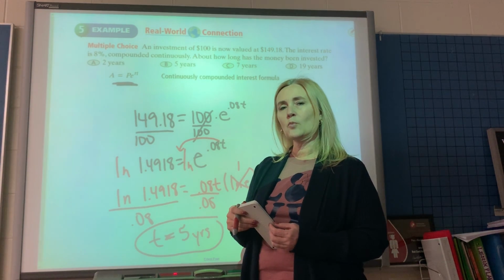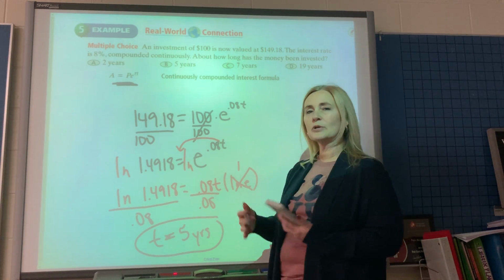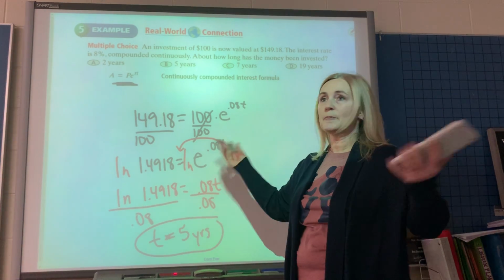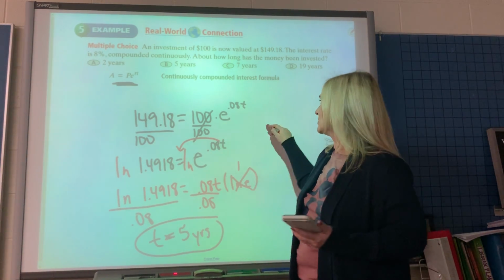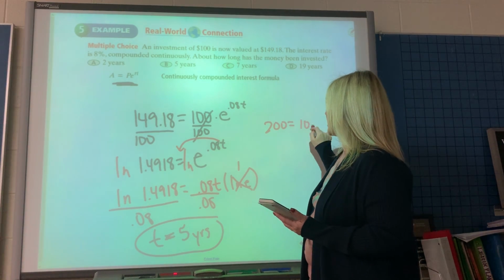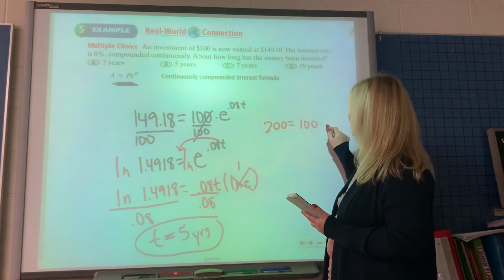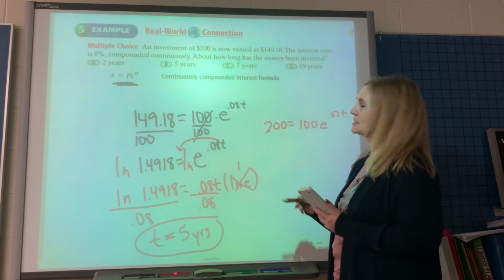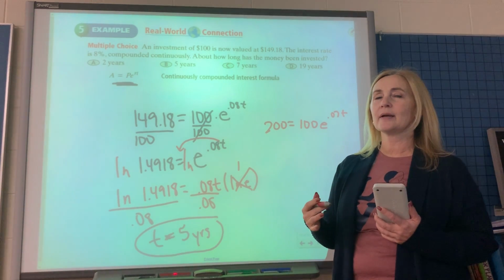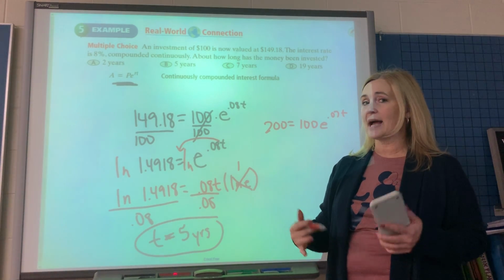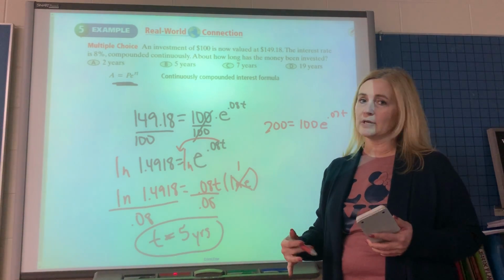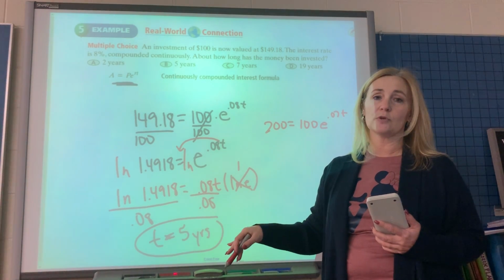We had a problem on our homework a while back that said, how long would it take for your money to double? I said, just pick any number you wanted. In this case, it would be 200. You started off with 100, and I want to say ours was a 7% interest. And I told you at the time that there is a way to solve this algebraically, but you don't know how to do it yet. That's how you would do it.